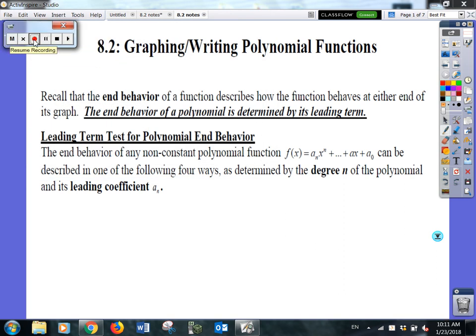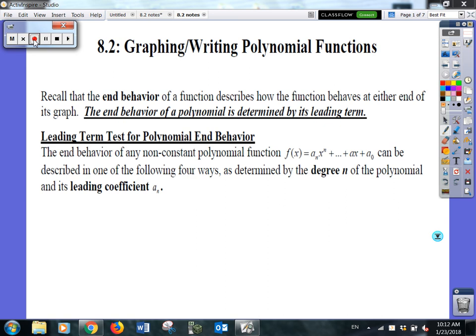Not quite all of it, or some of it we go a little bit more into than you did in Algebra 2 as far as end behavior goes. But I do think you were introduced to end behavior in Algebra 2. I just don't think you did a whole lot of it. The end behavior of a polynomial is going to be determined by its degree and its leading coefficient.